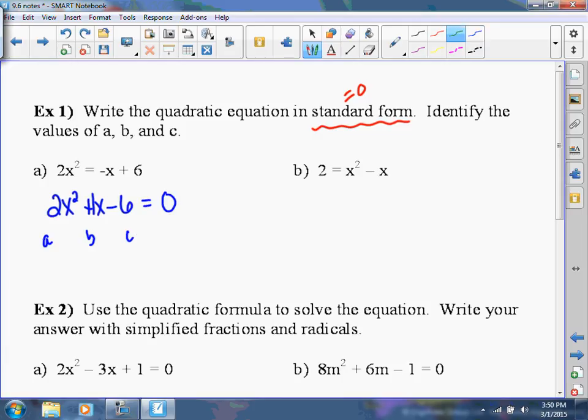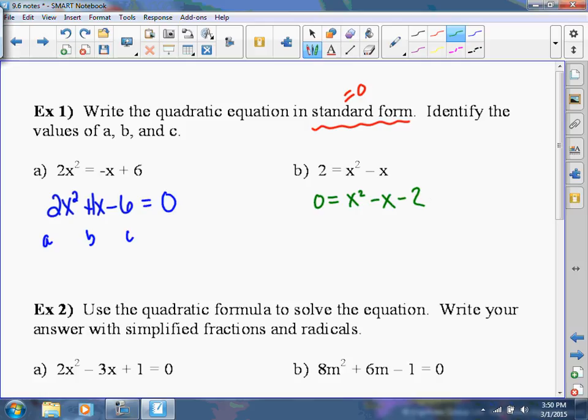Okay, for part B, here I have 2 equals x squared minus x. So this time, I'm just going to move everything to the right side, because that's where the x squared is. Usually we move everything over to the side where the squared term is. So I'm going to subtract the 2 over. So I'll have 0 equals x squared minus x minus 2.